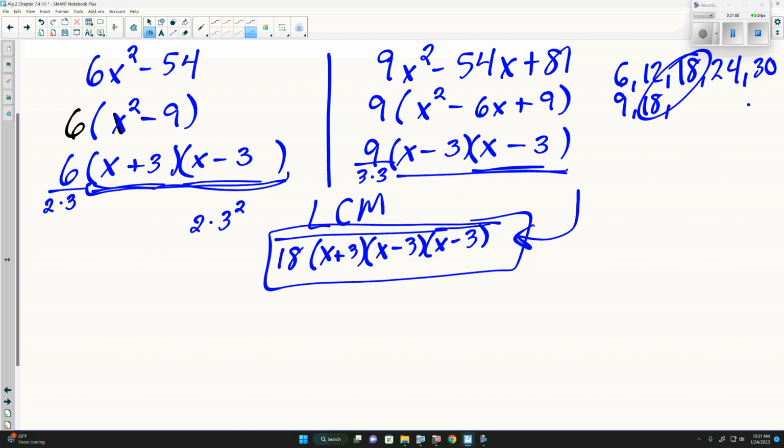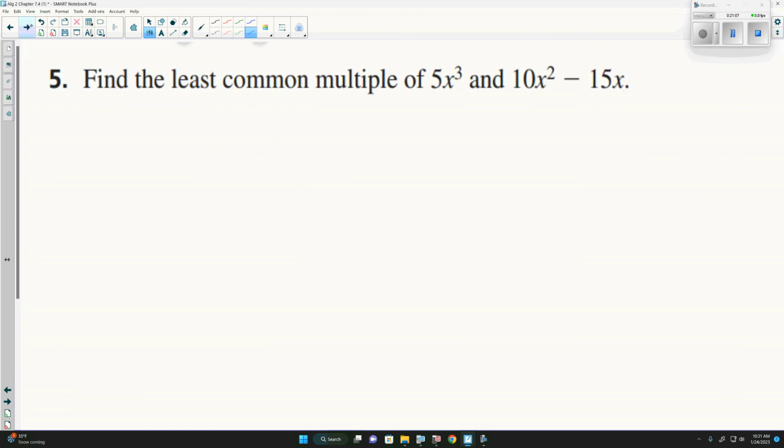Be ready for the next one. All right, 5x cubed and 10x squared minus 15x. I think this is the next one, yes? Okay, good.